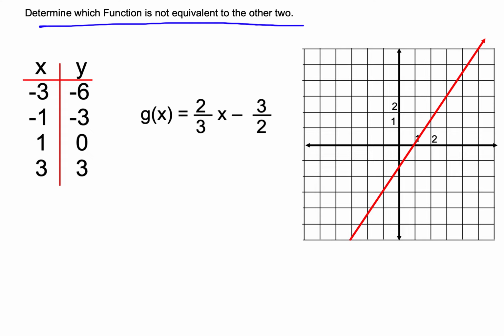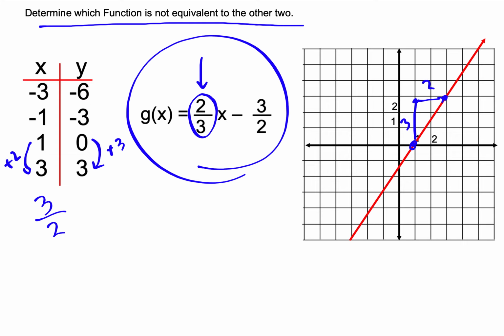If I take a look here at this graph, it's got a slope of up 3 and over 2. And this has a slope of up 2 and over 3. So those are actually different. We may not even have to check the intercepts. This has a slope of up 3 over 2, which matches the graph. So this middle one is not equivalent to the other two, and the reason for that is it has a different slope.